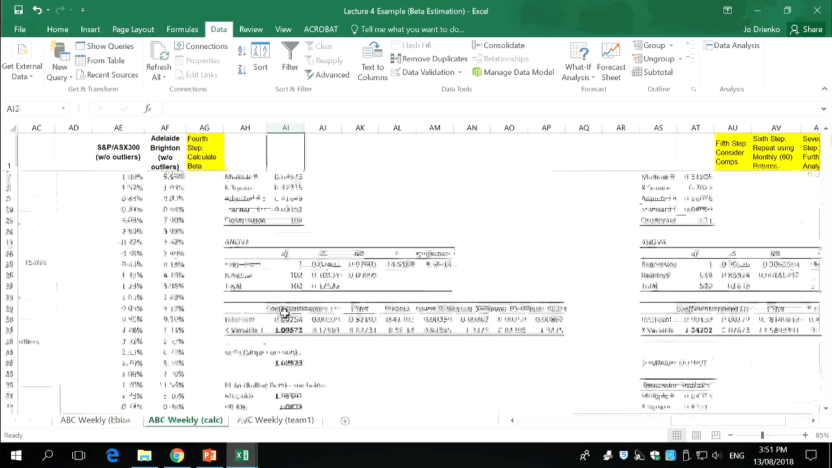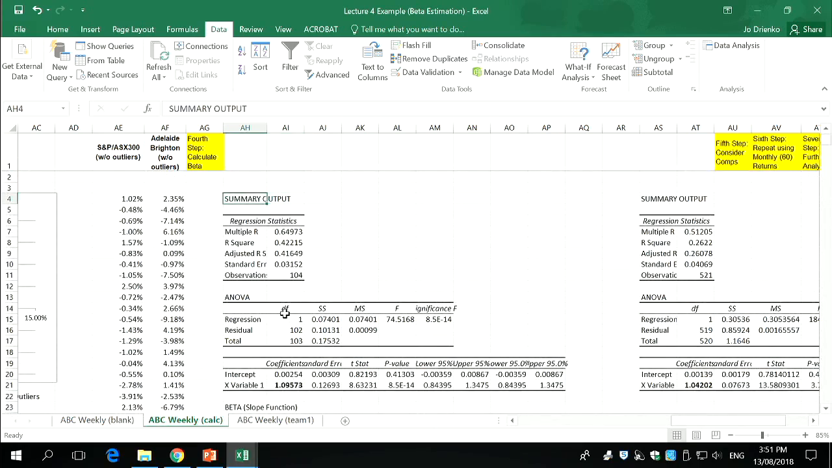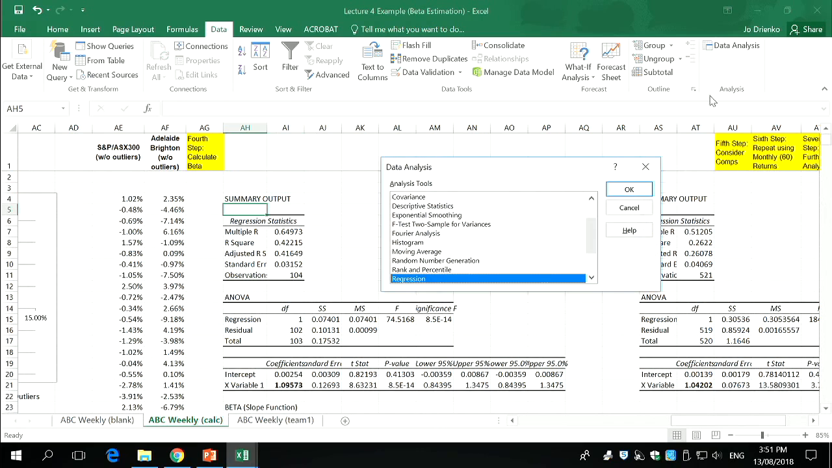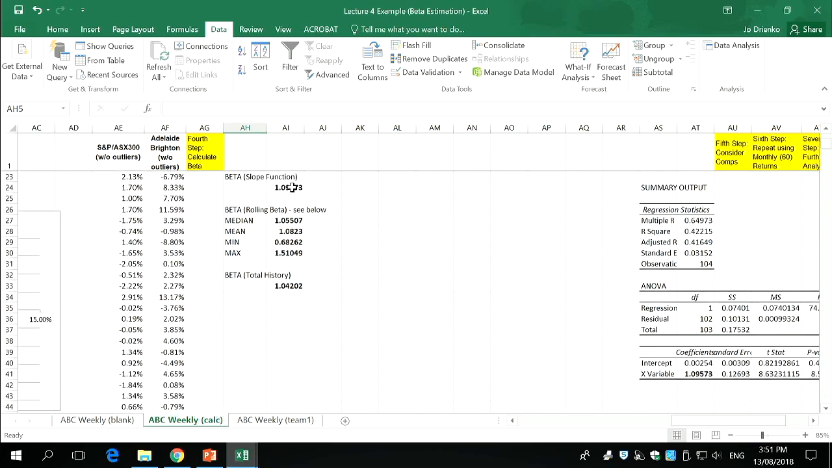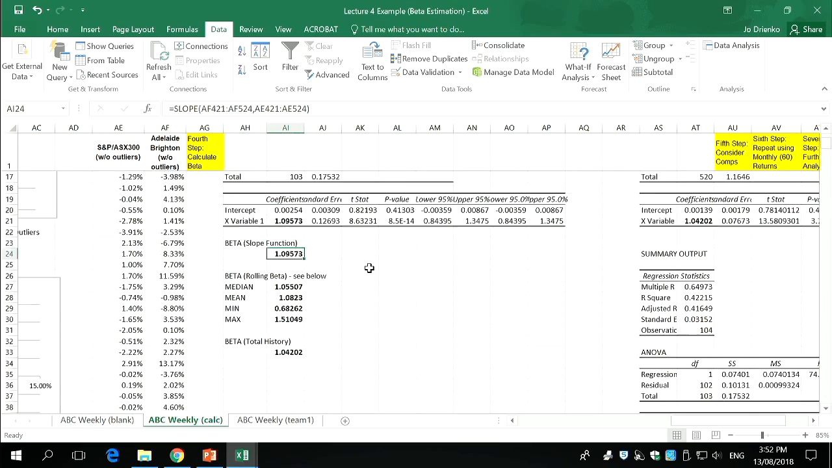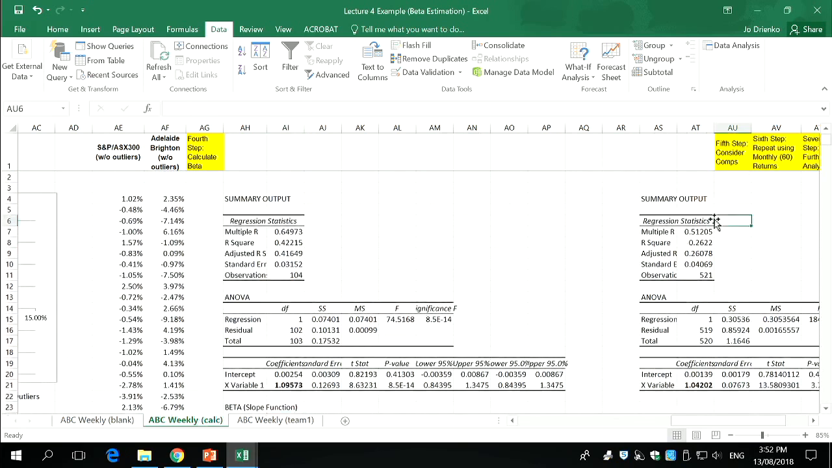So use the slope function. Don't use the other methods. I think they're annoying. You get the same number, you have to click, and you get errors like I showed you. The slope function is a lot more flexible, so my recommendation is to use that. So that's step 4, to calculate the beta.